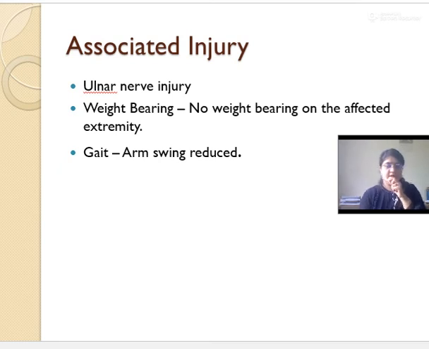What do you mean by weight bearing in the upper limb? Weight bearing in the lower limb everybody knows, but what do you mean by weight bearing in the upper limb? The patient tends to get up from the chair or get up from the bed while keeping the weight on the chair or the bed. So that has to be discontinued till the fracture heals properly. And the therapist will tell you when to do weight bearing.